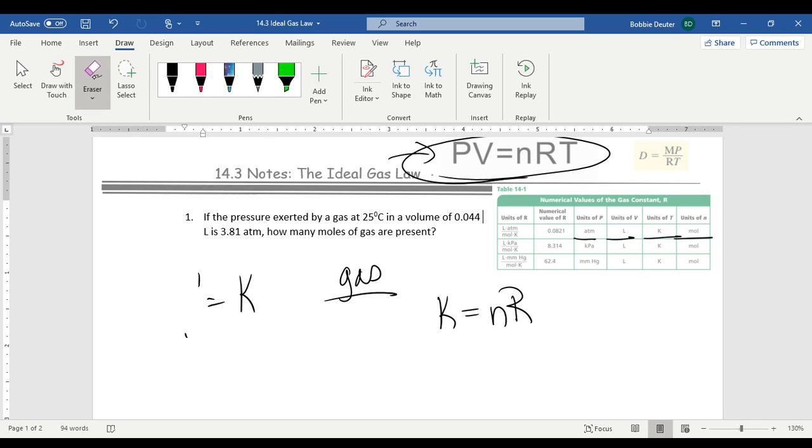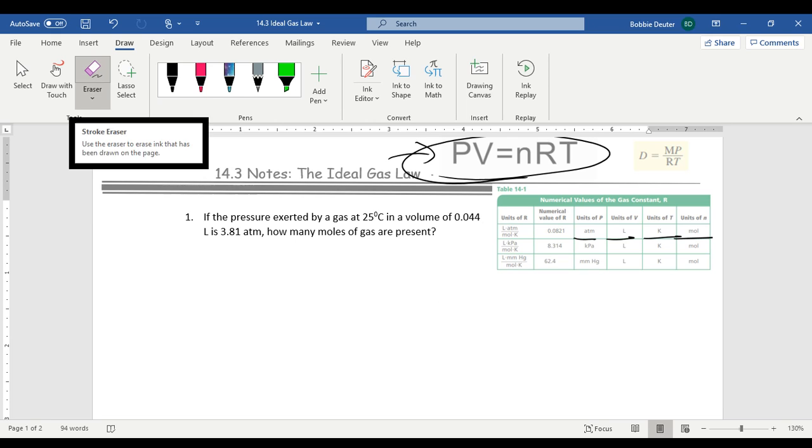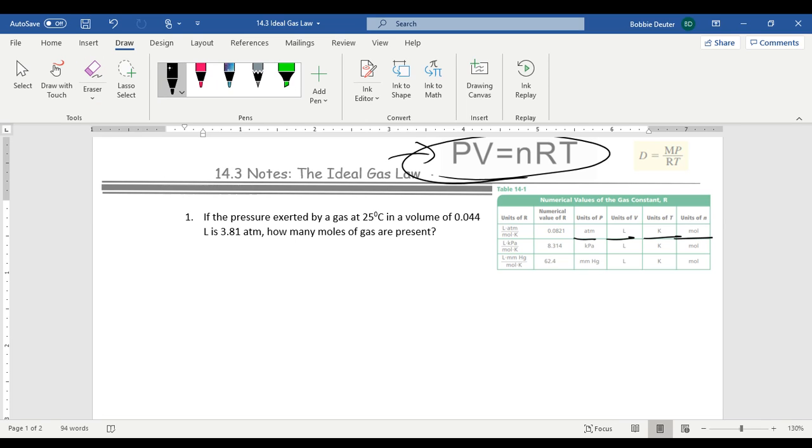So let's talk about R for a little bit, because R is a constant that doesn't change. We always have to have a couple things present. One, the volume of units is always in liters. We cannot use milliliters or any other volume. It has to be liters. Temperature is still always in Kelvin. That makes sense. Moles is always in moles.